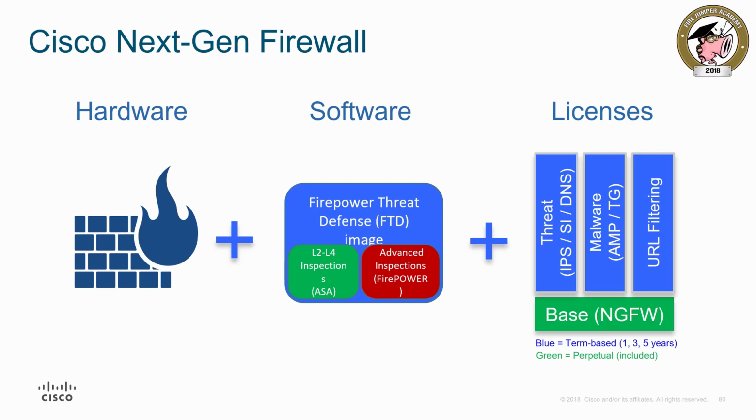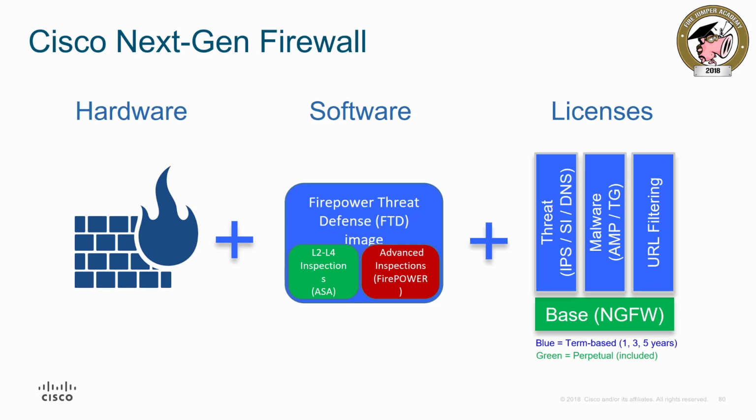In terms of licensing, you have to consider threat, IPS, SI, DNS, security intelligence, DNS, malware, AMP Threat Grid. URL filtering is term-based. Base next-gen firewall is perpetually included. So on that you have the options and terms of 1, 3 and 5 year licensing. Traditional ASA licenses are not included. Licenses are required for both elements of an HA pair. Some important considerations there presented.